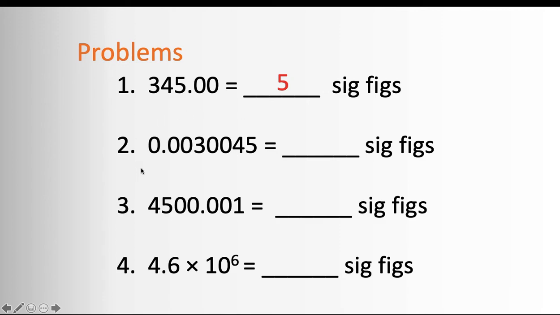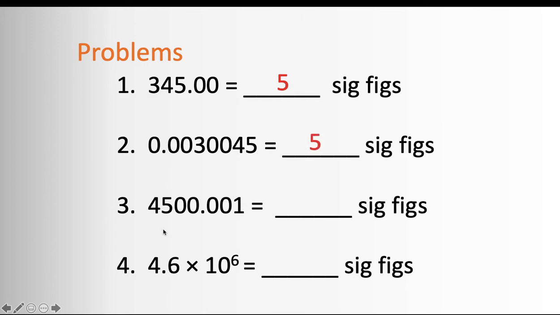Let's look at this number. These zeros here are trapped between non-zero numbers, therefore they are significant. But these zeros are not, they're leading zeros. I can write this number as 3.0045 times 10 to the minus 3, which means that these zeros are not significant, but these are. Therefore, this number has 1, 2, 3, 4, 5 significant digits as well.